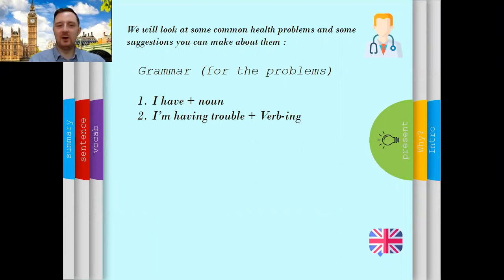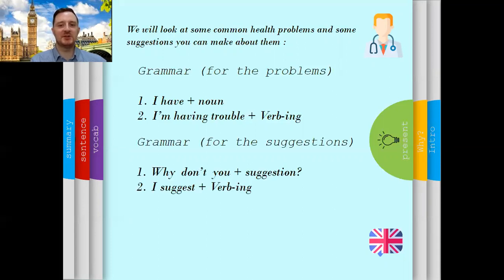Okay, as always, we will look at some examples in the next slides, so don't worry. So here are our two options to talk about health problems. I have, I'm having trouble, verb ing, okay, for the health problems.